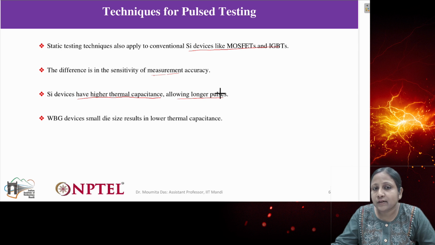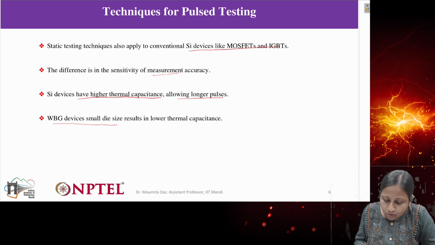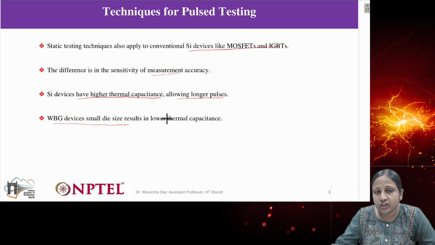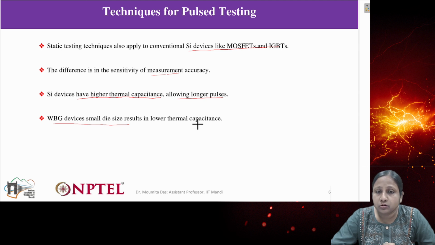Again, silicon carbide devices have capacitance much lower than silicon, but a bit higher than that of GaN. So the pulse width will also be different. We need to find out what the pulse width should be for different devices. It should not be the same for all devices, silicon carbide and GaN. Also, the small die size results in lower thermal capacitance. That is another important point when we characterize wide bandgap devices.